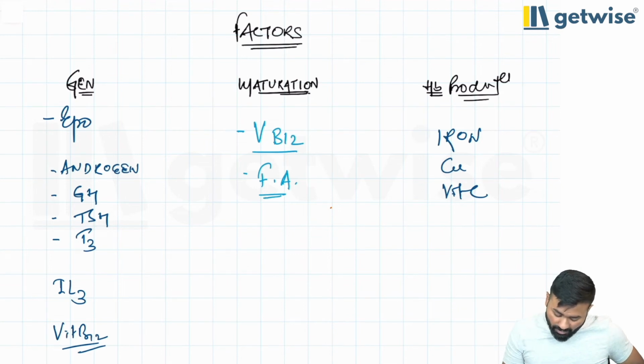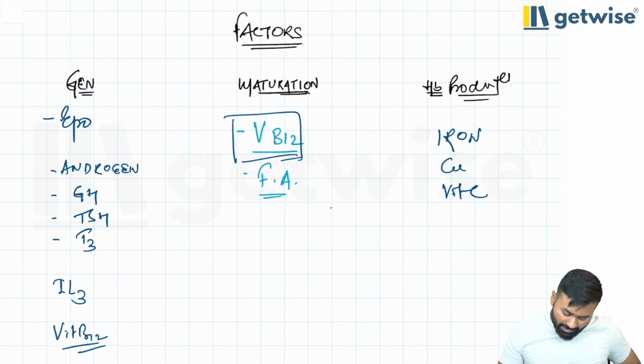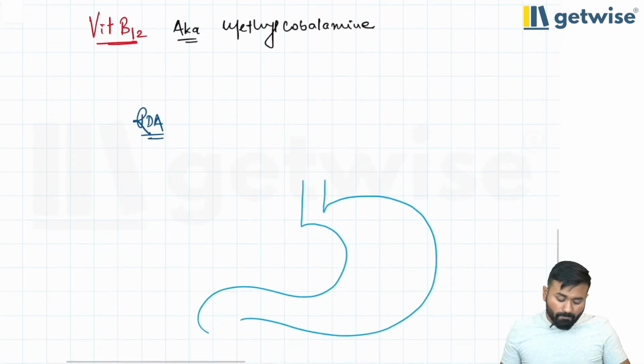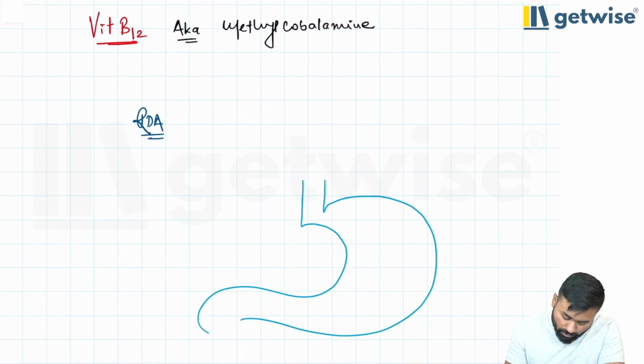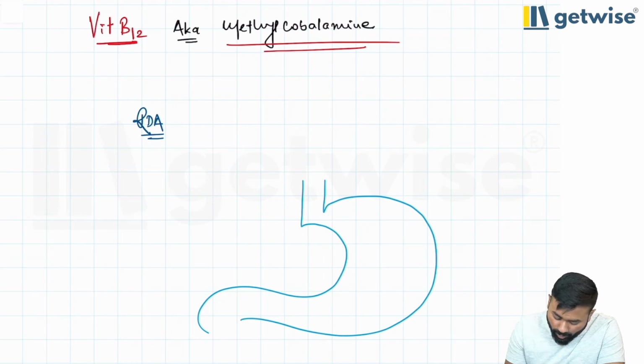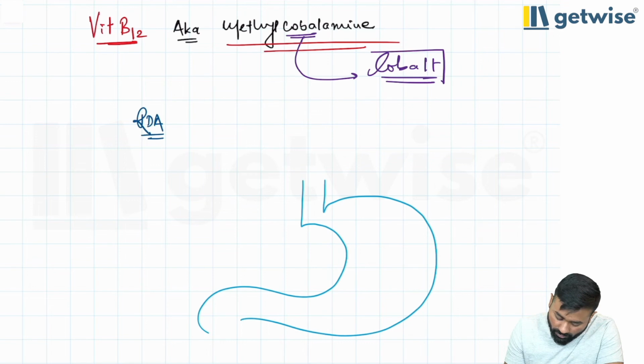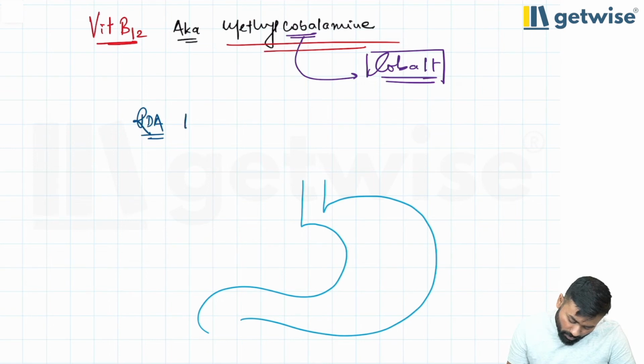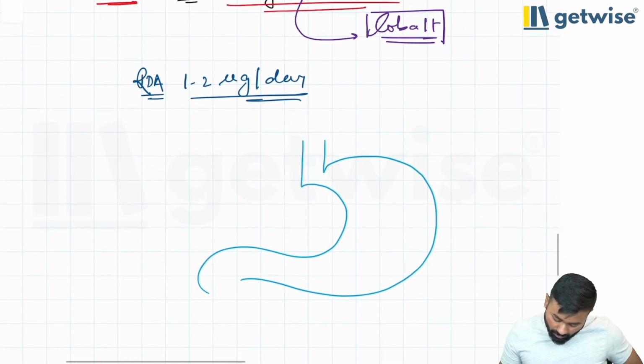Okay, we will discuss the vitamin B12 part in detail. Vitamin B12 is also known as methylcobalamin, which has cobalt in the name. The cobalt metal is part of methylcobalamin. The RDA for methylcobalamin or B12 is 1 to 2 micrograms per day. Now let's have a look at the absorption part.